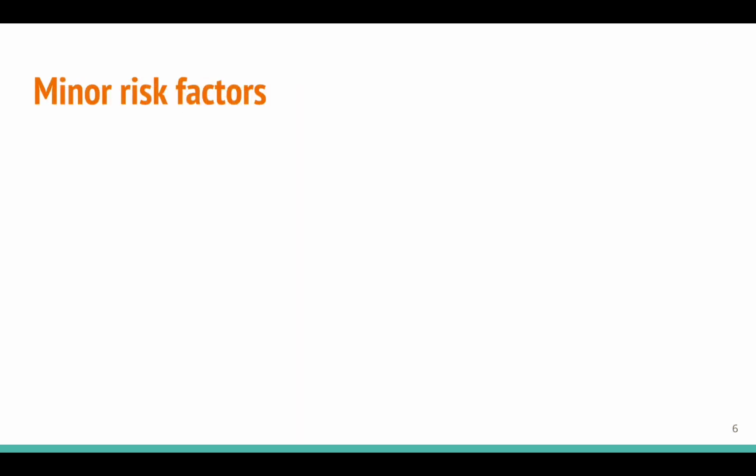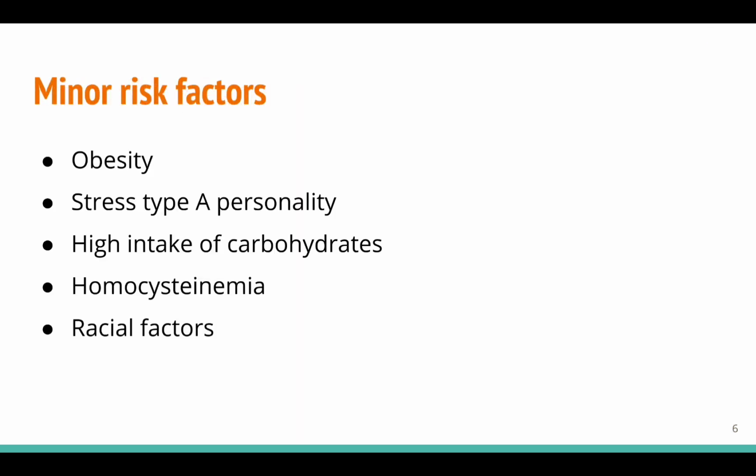In minor risk factors, there is obesity, type A personality, in which those persons are very ambitious, they can be aggressive, and they can take stress, high intake of carbohydrates, homocystinemia, which means excess amount of cysteine. It is an amino acid in the blood which increases the risk for other heart diseases as well, and racial factors, as in African Americans have a higher chance of getting atherosclerosis as compared to Caucasians.